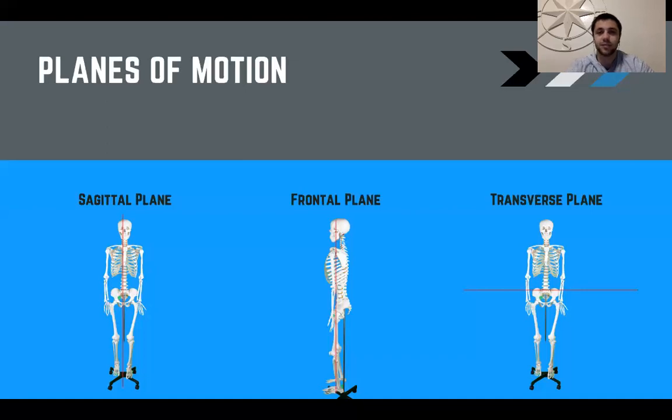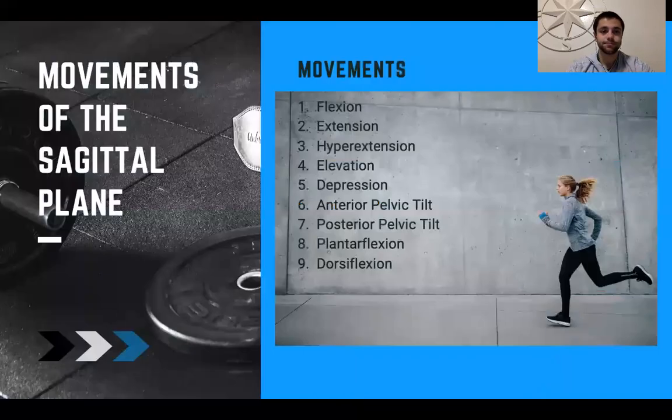Again, starting in the anatomical position, if we do internal and external rotation of the shoulder and the hip, we're going to see that occur in the transverse plane, as well as pronation and supination of the forearm. All right, so let's go ahead and go plane by plane to really discuss every movement that's occurring in each of these planes.